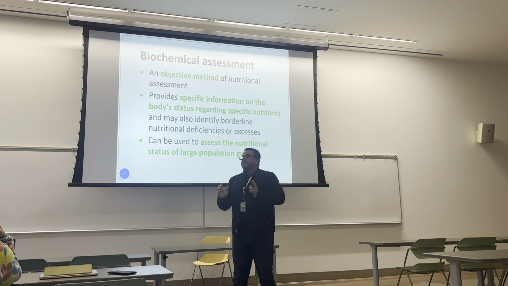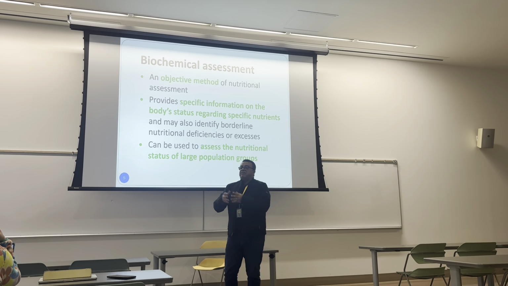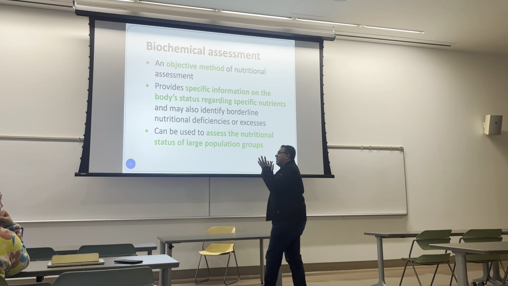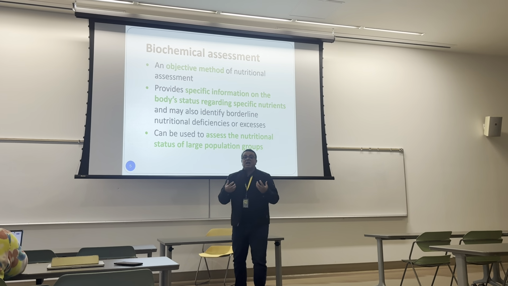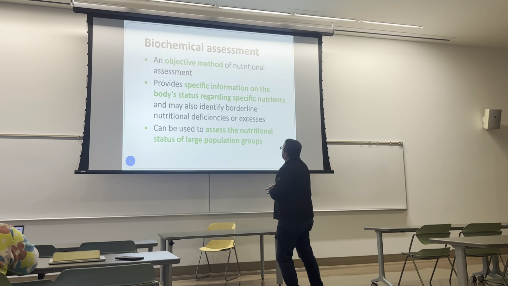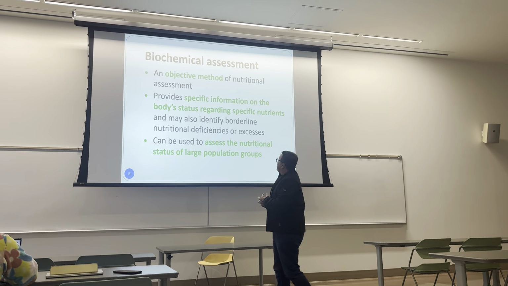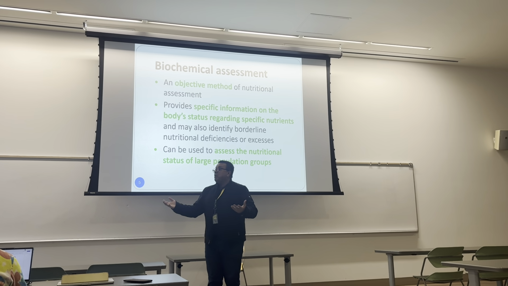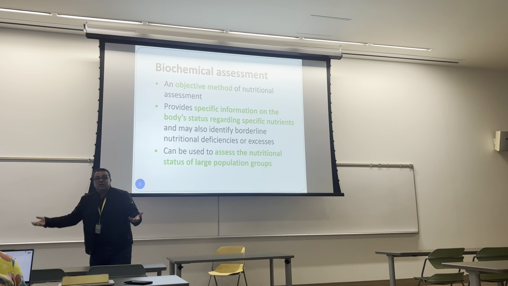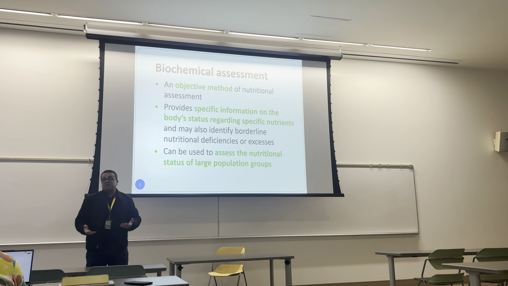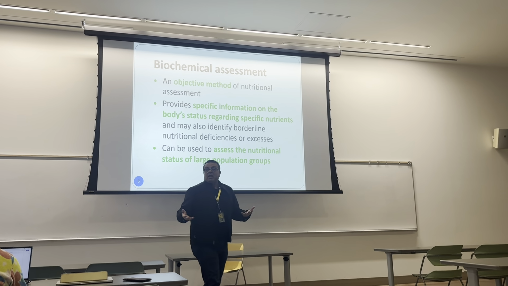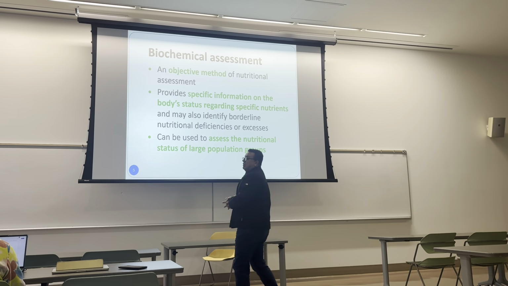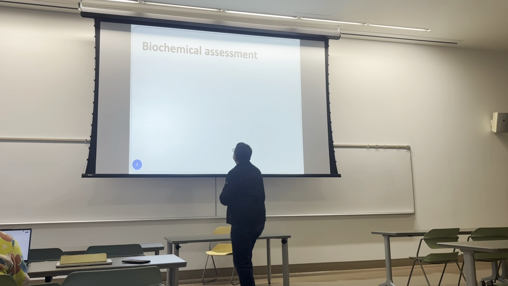When I am measuring, for example, the ferritin or the soluble transferrin receptors, it gives me a clear picture about how much iron I have in my body. It can be used to assess the nutritional status of a large population or groups. Yes, when we are doing the screening for school kids who are in thousands, it can be used for a large number of the population for different types of tests.